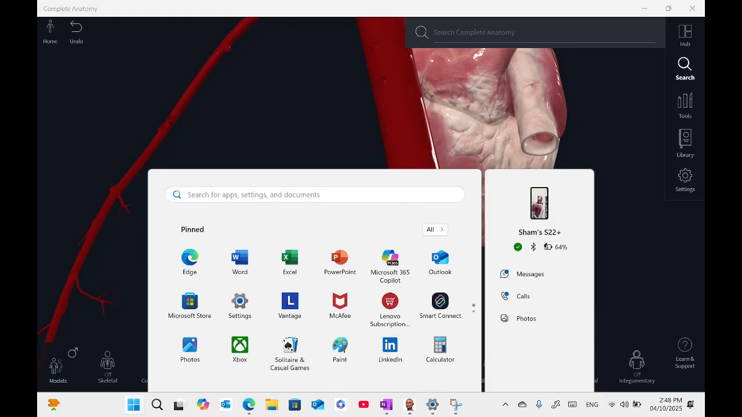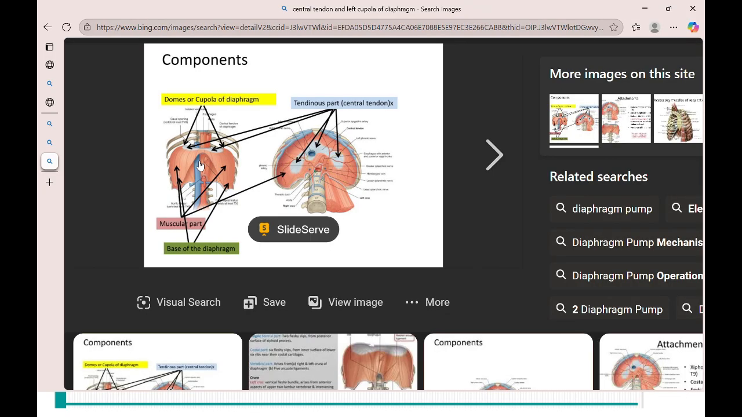And I will be using a picture to illustrate that. So this is the diaphragm, okay? And this is an anterior view. This is the diaphragm. We have the central tendon, which is the tendinous part over here in the middle. And we have the central tendon essentially surrounded by two domes, the right dome and the left dome.